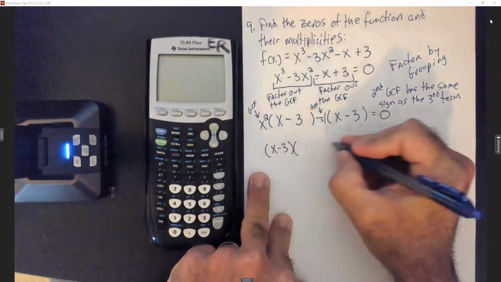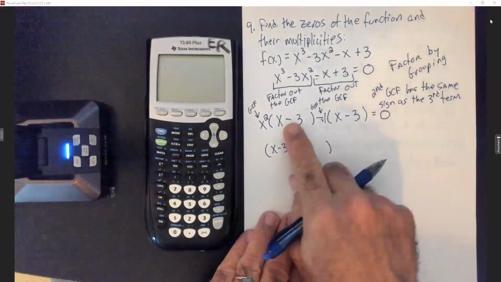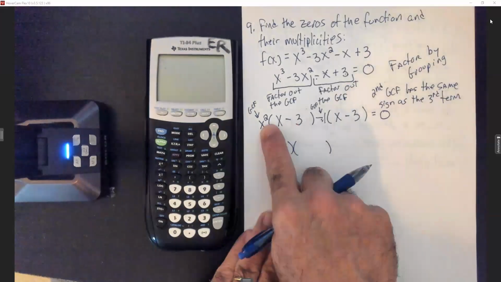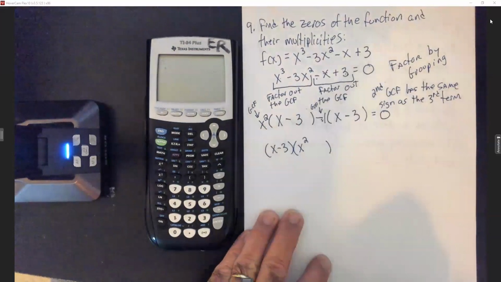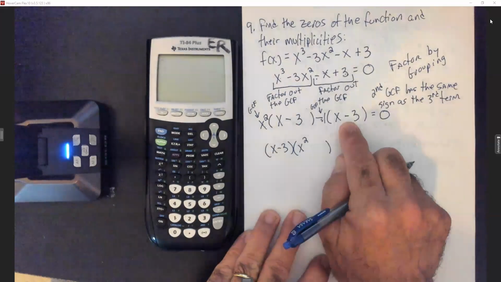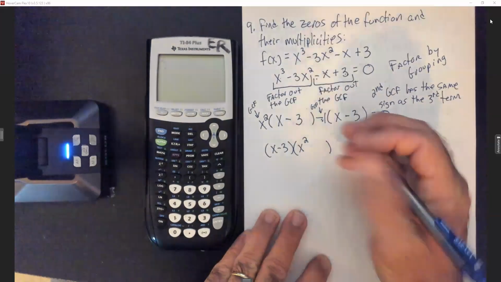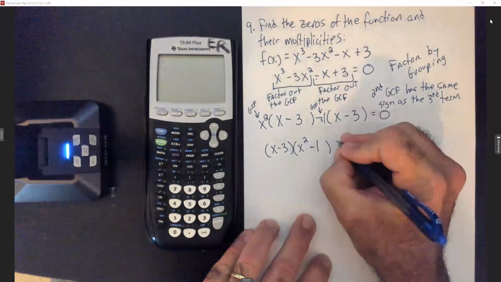And in parentheses, we put what's left. So if you take out an x minus 3 from this x squared term, all that's left is the x squared. And then if you had the negative 1 x minus 3 and took out the x minus 3, all that's left is the negative 1. All this is still equal to 0.